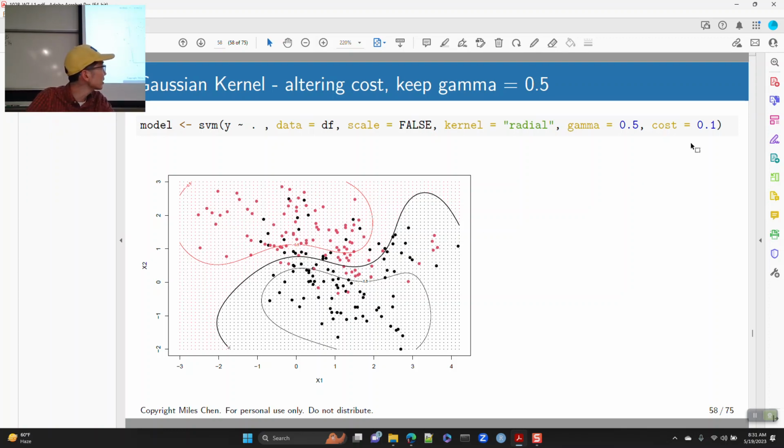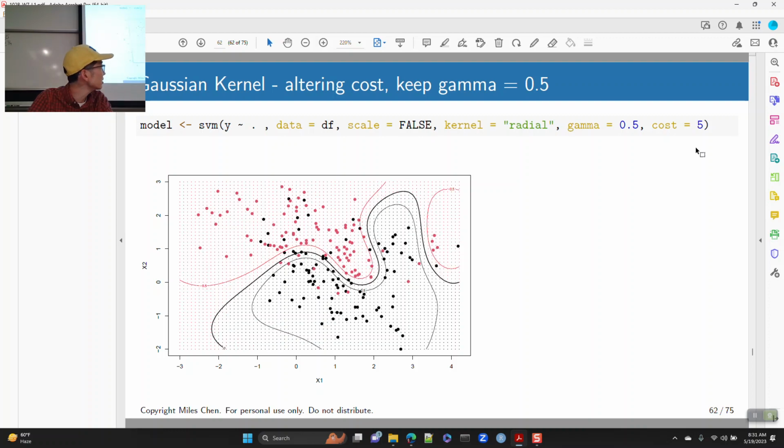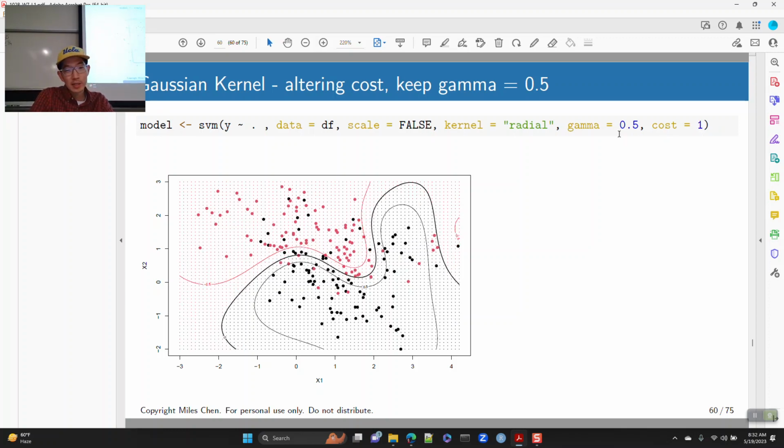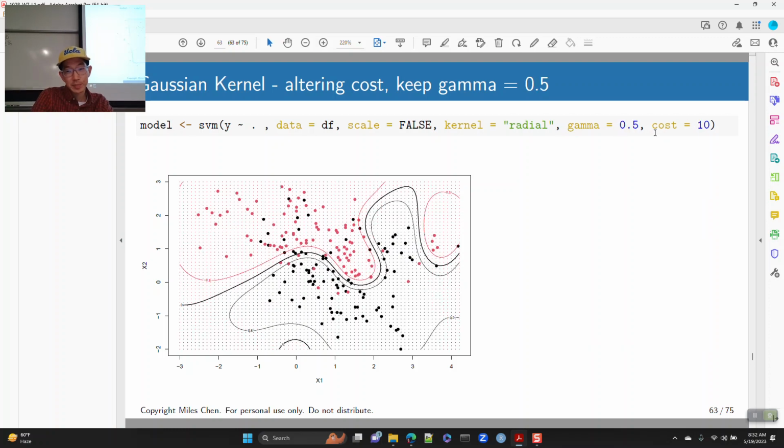We'll start off with low cost, and I'm going to try bumping up the cost from 0.1 to 0.5 to 1 to 2 to 5 to 10. Okay, so here's gamma 0.5, cost 10. And we're saying, okay, I really want to try to avoid misclassifications, but I'm also stuck with this cable, or this boundary that's fairly inflexible. So here I'm allowing the cost to climb up.